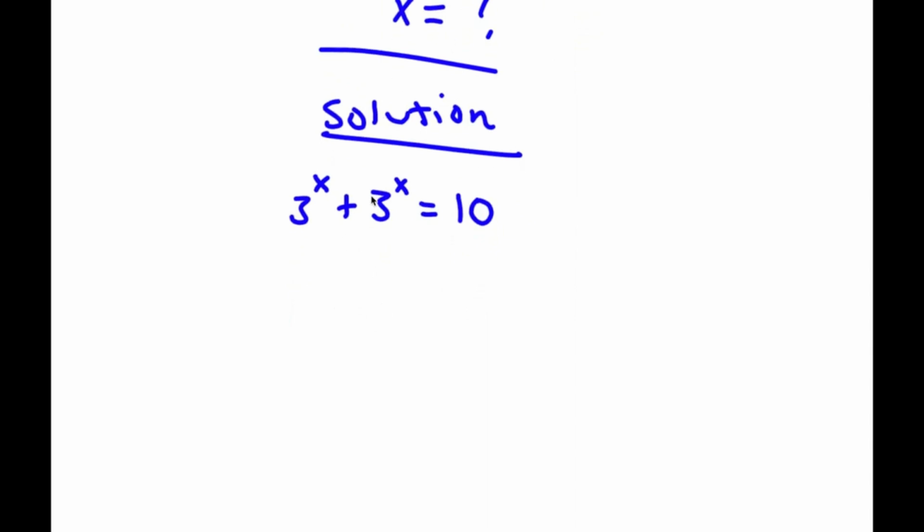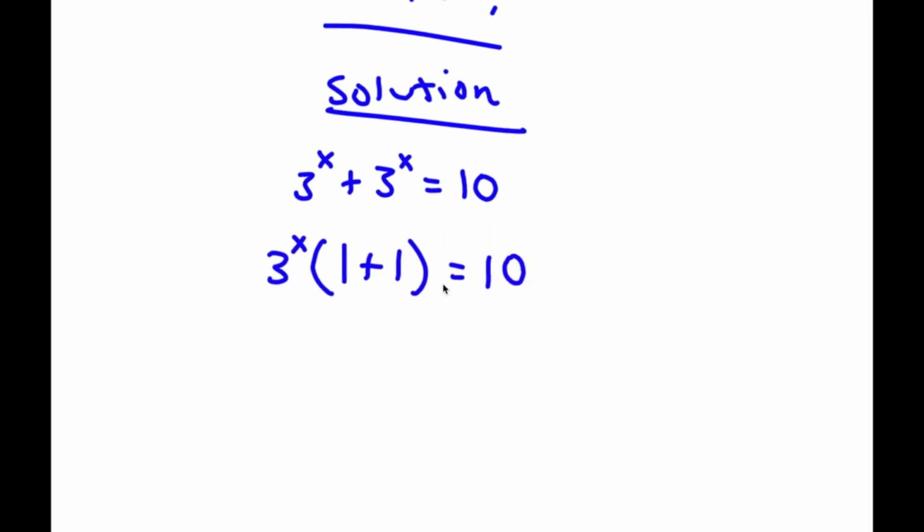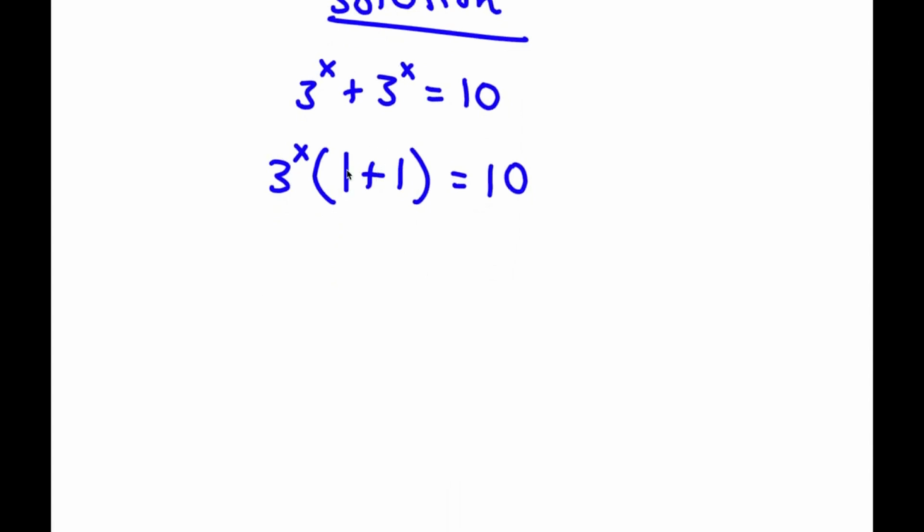Now what I'm going to do is I'm going to factor out 3 to the power of x from my left-hand side because both the terms are 3 to the power of x. So now I have 3 to the power of x times 3 to the power of x divided by 3 to the power of x is 1. So I have 1 plus 1 is equal to 10. Now 1 plus 1 is 2. So I have 3 to the power of x times 2 is equal to 10.